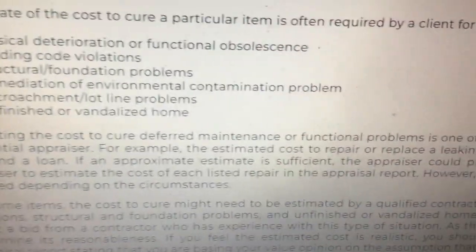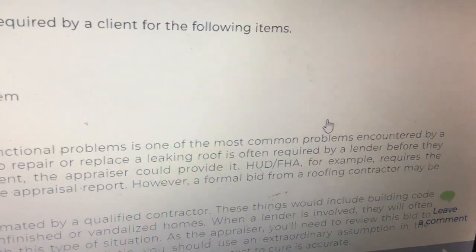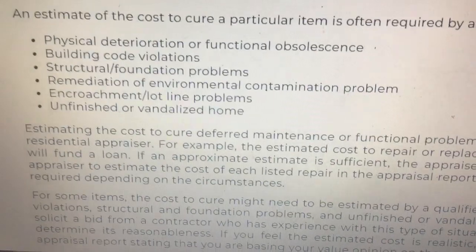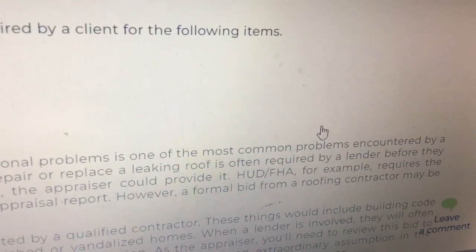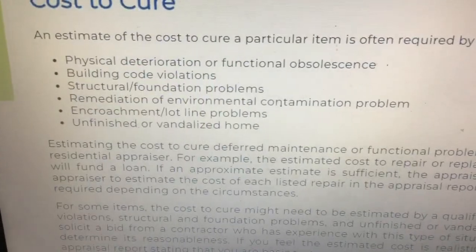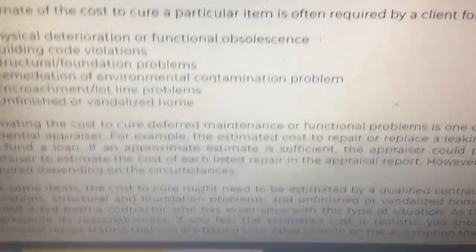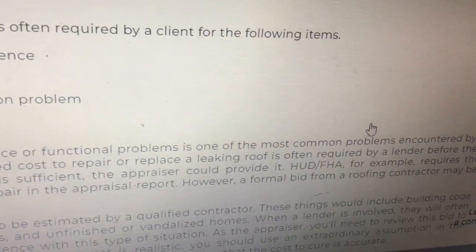Estimating the cost to cure deferred maintenance or functional problems is one of the most common problems encountered by a residential appraiser. For example, the estimated cost to repair or replace a leaking roof is often required by a lender before they will fund a loan. If an approximate estimate is sufficient, the appraiser could provide it.